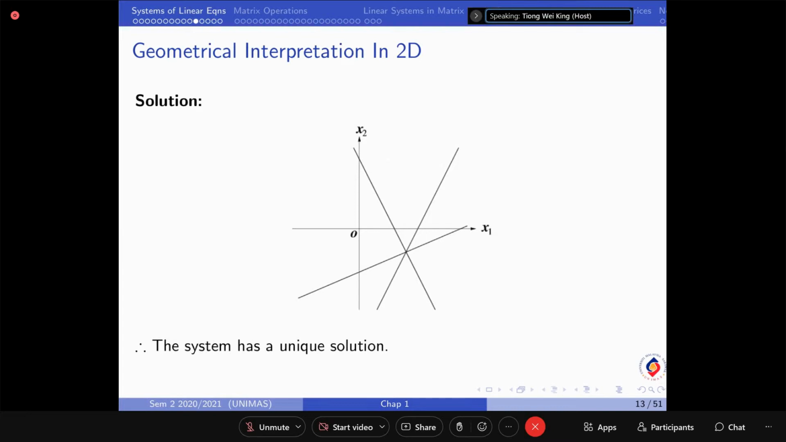So now, after plotting the graph, you can see that we have one common intersection point for all three lines here. So this is the only solution. So then we say that in this case, we have a unique solution. Okay.